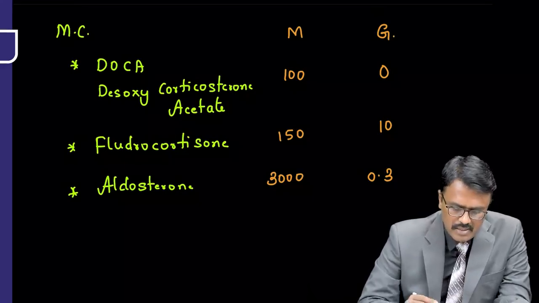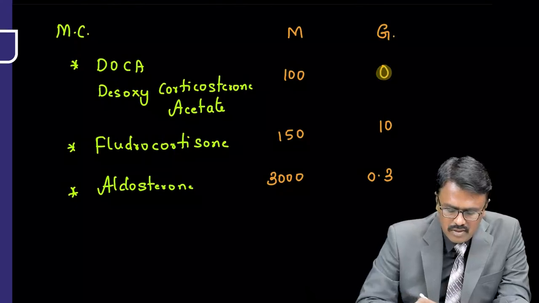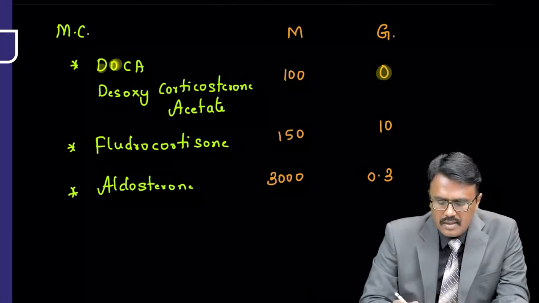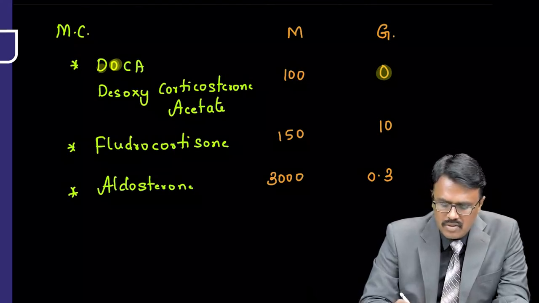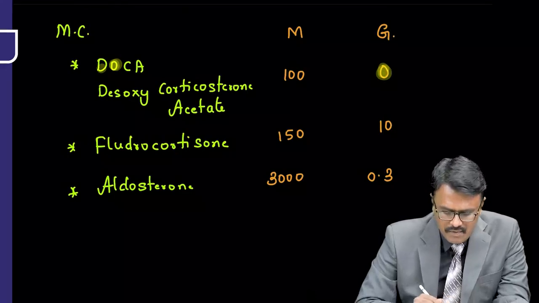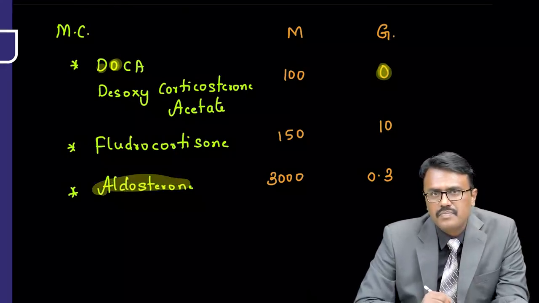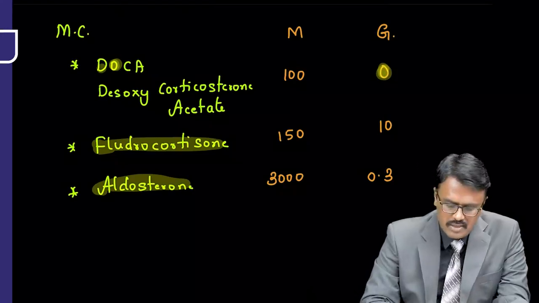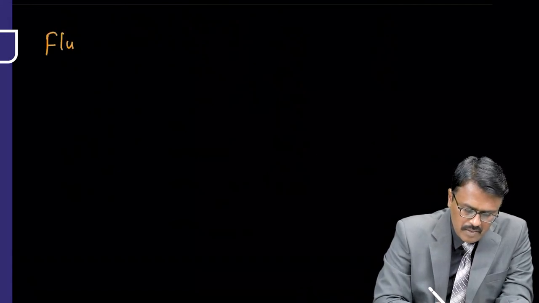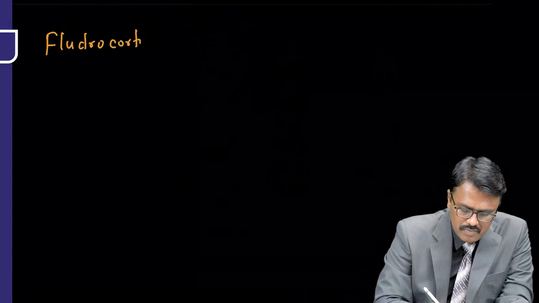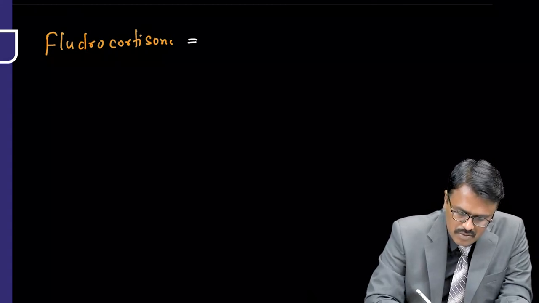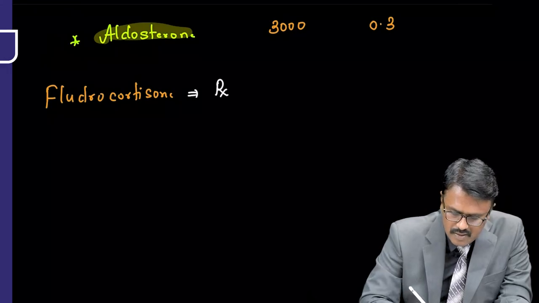They can ask in the exam which mineralocorticoid has zero glucocorticoid activity, that is DOCA. You can remember DO, O for zero activity. The other drugs have some glucocorticoid activity, but zero is seen with DOCA. Can we use aldosterone in therapy? No, because it's very short acting. So what we use in therapy is fludrocortisone. So let us understand where to use this mineralocorticoid fludrocortisone. Fludrocortisone is used in a condition that is Addison's disease.